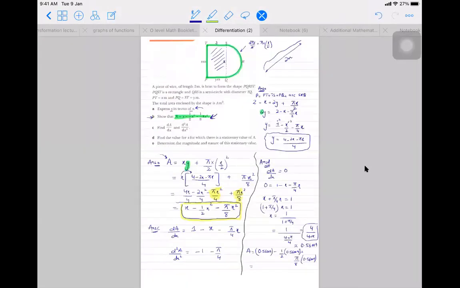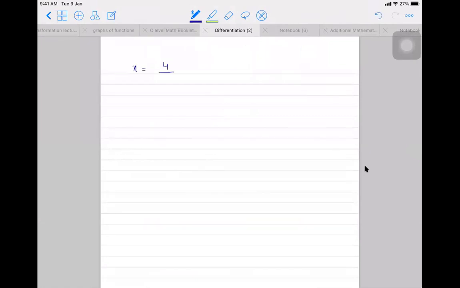Actually, let me work this with the exact value and see what we get. We know that x is coming out to be 4 over 4 plus pi. And the area equation is x, which is 4 upon 4 plus pi, minus 1 upon 2 x square. So that is going to be 4 upon 4 plus pi square, minus 1 upon 8 pi x cube. That was 4 upon 4 plus pi cube. Okay? I'm showing you the simplification. How to do it.